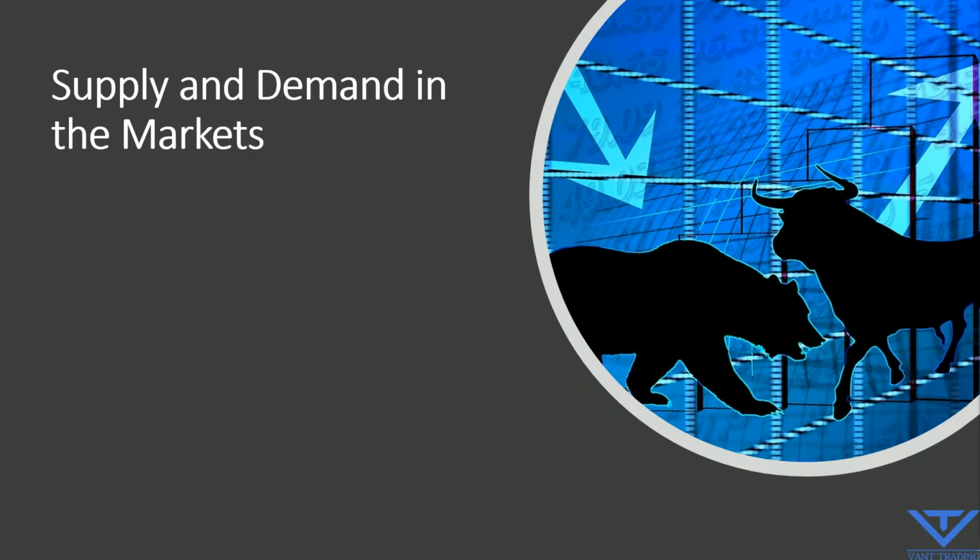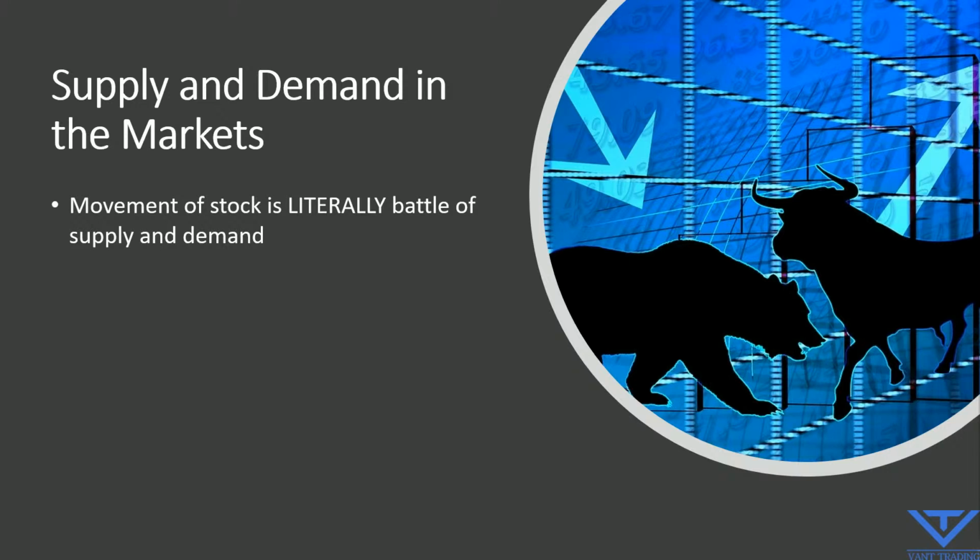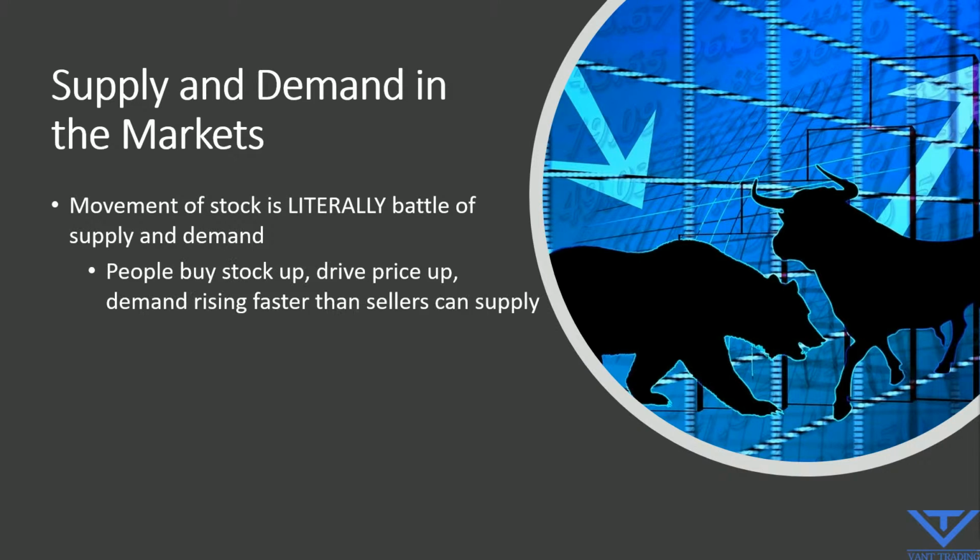Now, supply and demand in the markets. Well, the movement of the stock, like I said, is literally the battle of supply and demand. People are buying the stock up, driving the price up. Demand is rising faster than the sellers can supply it.